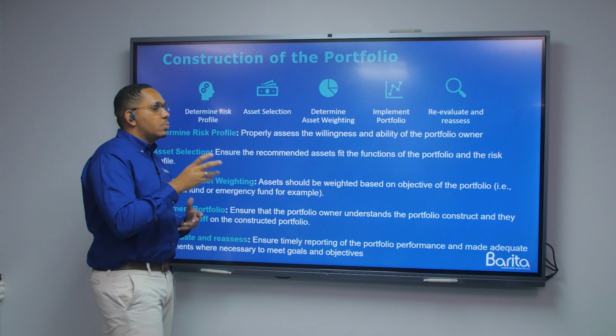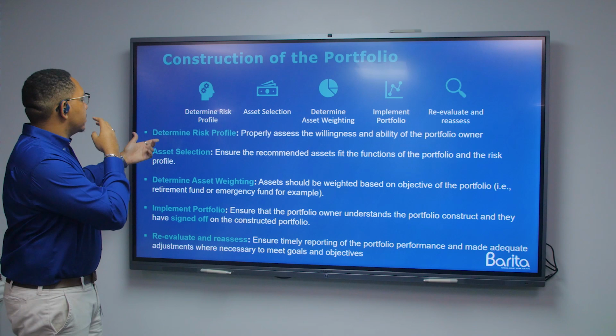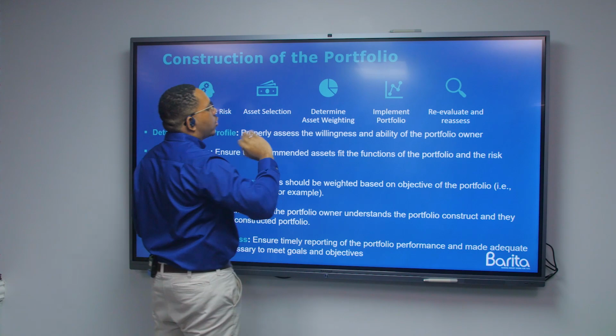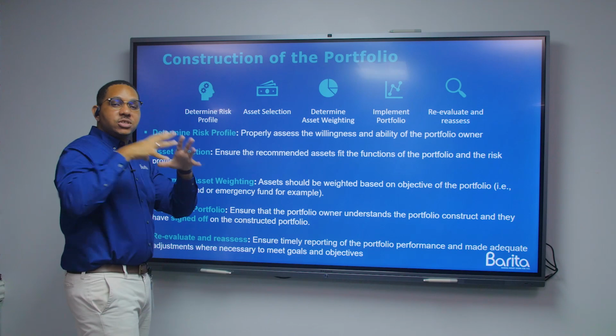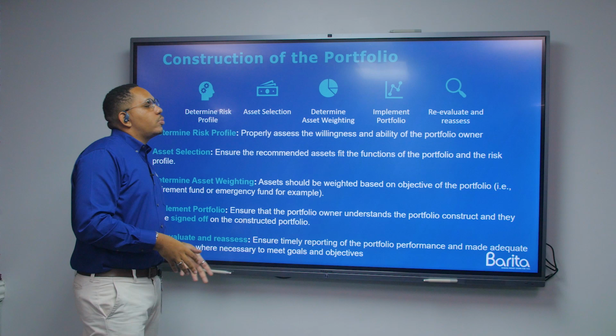So when you speak about determining risk profile, you properly assess the willingness and ability of the portfolio owner. This is Hans' portfolio, Sean's portfolio, Chantel's portfolio, Barita's portfolio, John Brown's portfolio. These are the portfolio owners. That is their portfolio. Hence why it's important that you understand that person's willingness and ability.